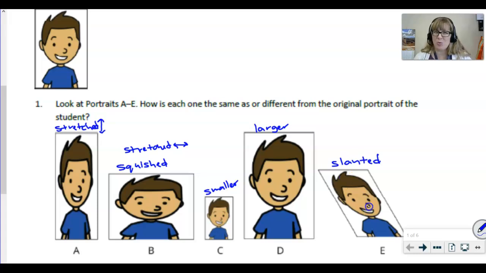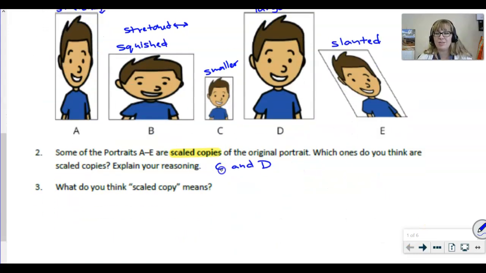And this one is just weird. It's slanted. You're not going to find any sort of frame that works with that, and it just looks like you're always leaning off to the side. So we wouldn't be very happy with that. And that's how we came to the conclusion that C and D are scaled copies. It's our new term. So based on that, what do you think scaled copy means?